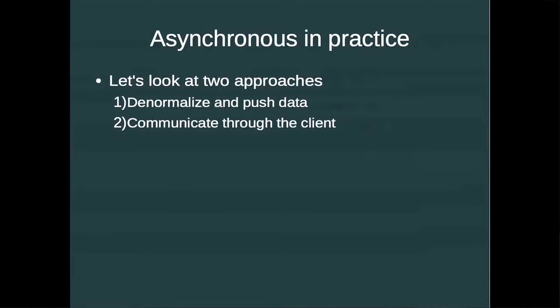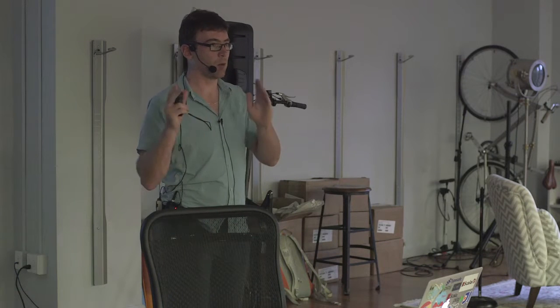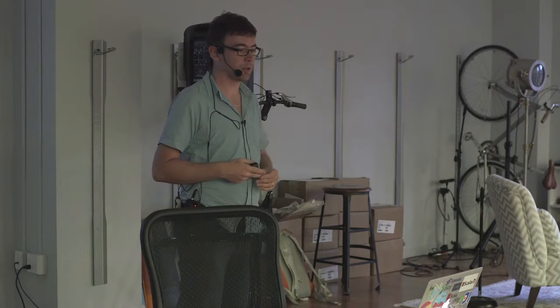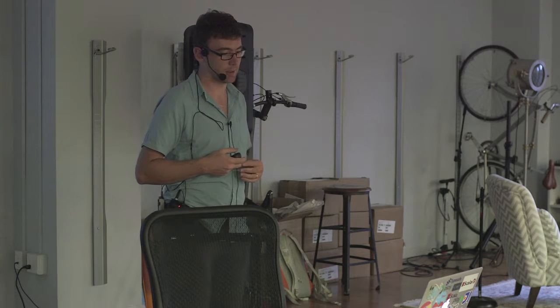So denormalize and push. If you've ever used a relational database, you'll probably know a bit about normalization. A normalized data schema has a number of properties, and one of those properties is that any piece of data will only appear once somewhere in your database. You won't have it repeated multiple times. You'll have references between the data that are enforced to ensure that you don't have stale references and things like that as well.